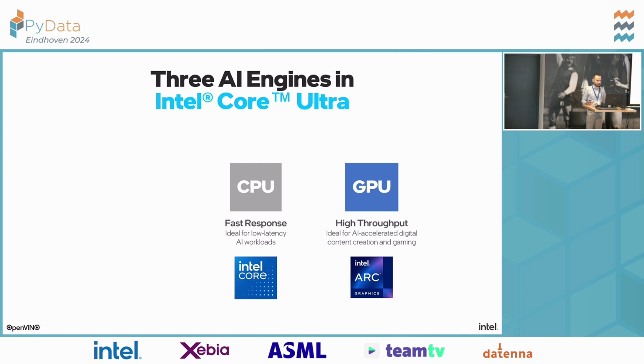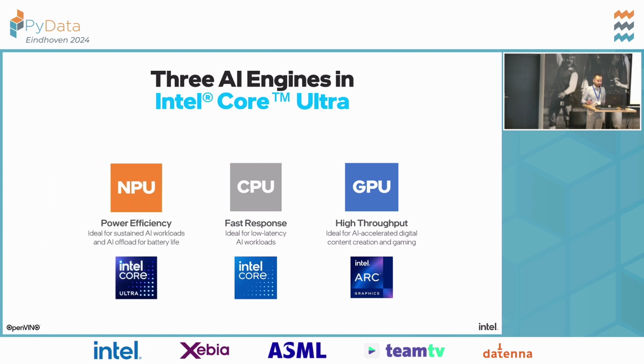But that's not all. We also have the NPU, which is called the Neural Processing Unit, and it's for power efficiency. So it's a low power device to deliver AI workloads and AI offload for battery life. So it's running at low power constantly in the background, for example, blurring your background or detecting people. That's the best case for that kind of device. And I'm going to show you this also in a few minutes.